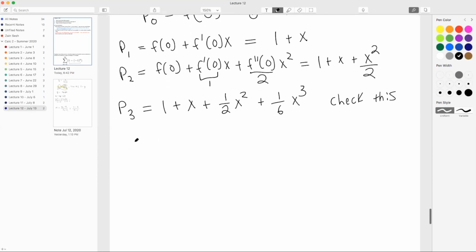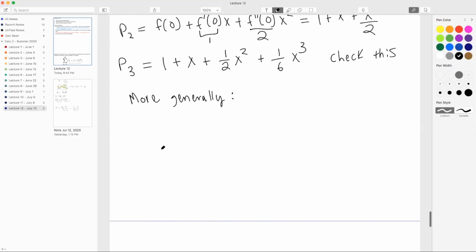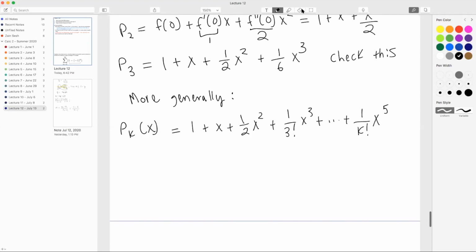I think we know enough information here to try and get a general formula, which is going to be nice. So more generally, the kth Taylor polynomial will be 1 plus x plus 1 over 2x squared plus 1 over 3 factorial x cubed plus dot dot dot plus 1 over k factorial x to the k.